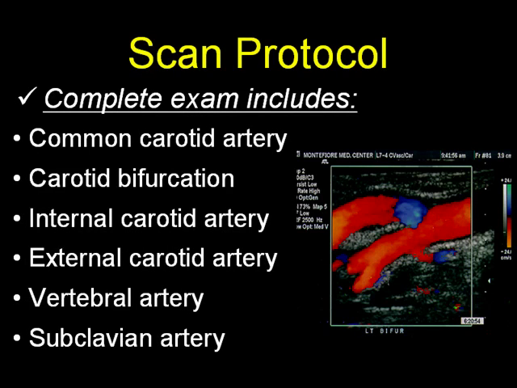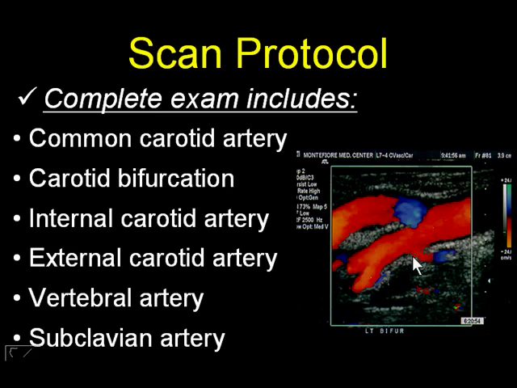examination. A complete examination is a bilateral examination that includes evaluation and visualization of the common carotid artery, the carotid bifurcation, the internal and external carotid arteries, as well as the vertebral artery, and again, sometimes the subclavian. We do not routinely look at the subclavian artery in our laboratory. However, if there's some specific indication to look at the subclavian artery, we will do that.